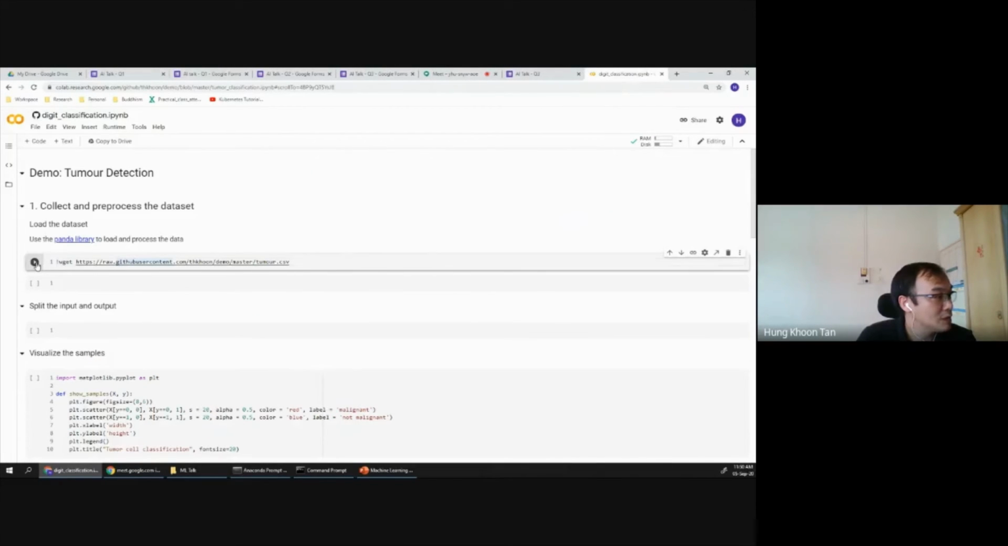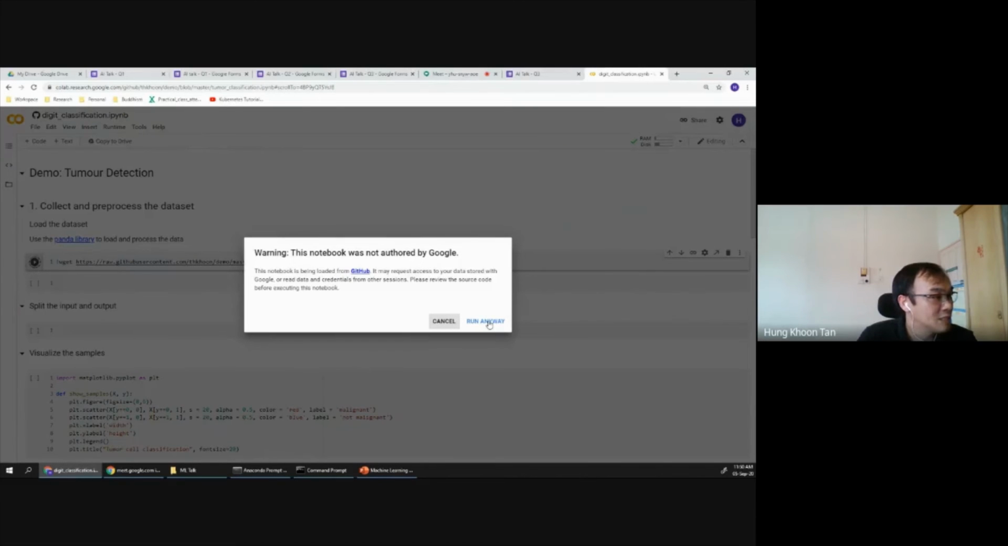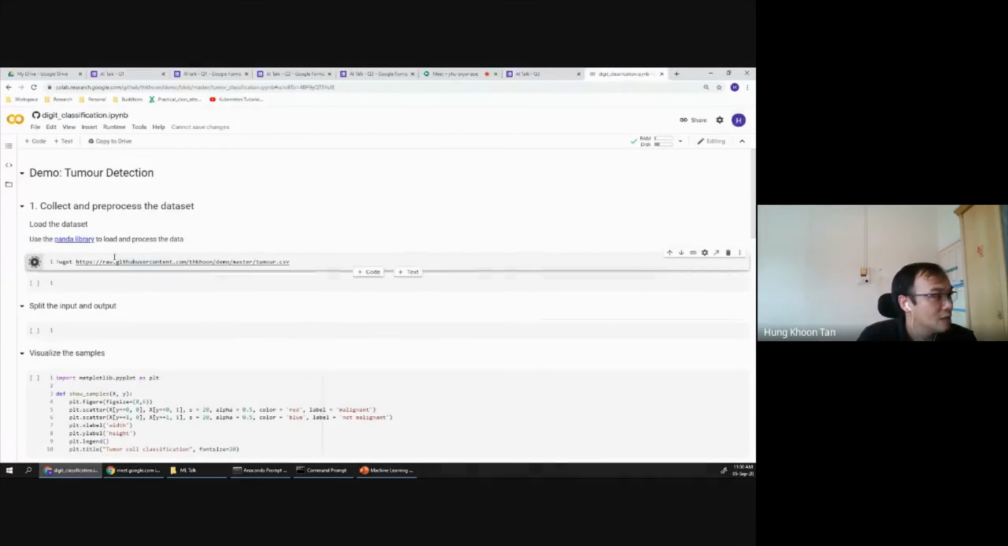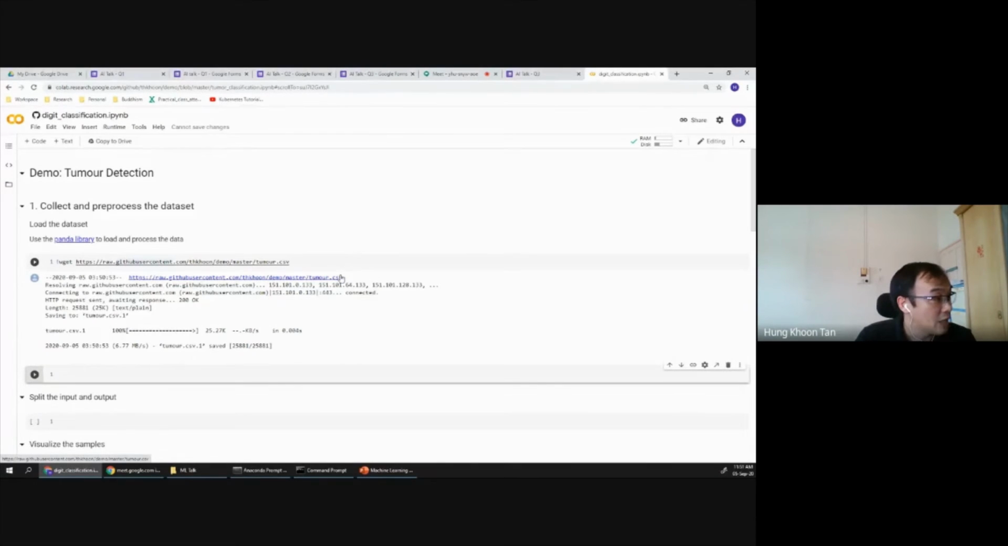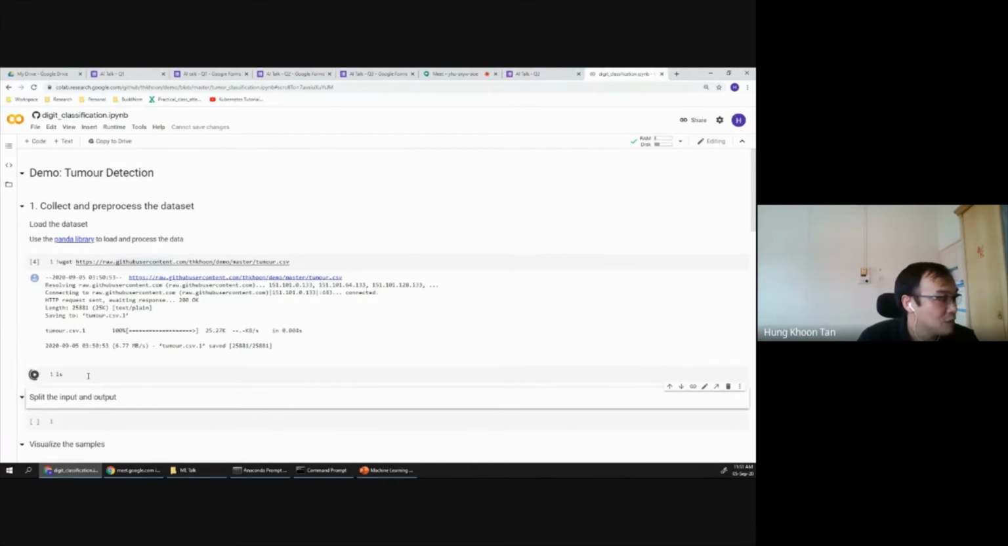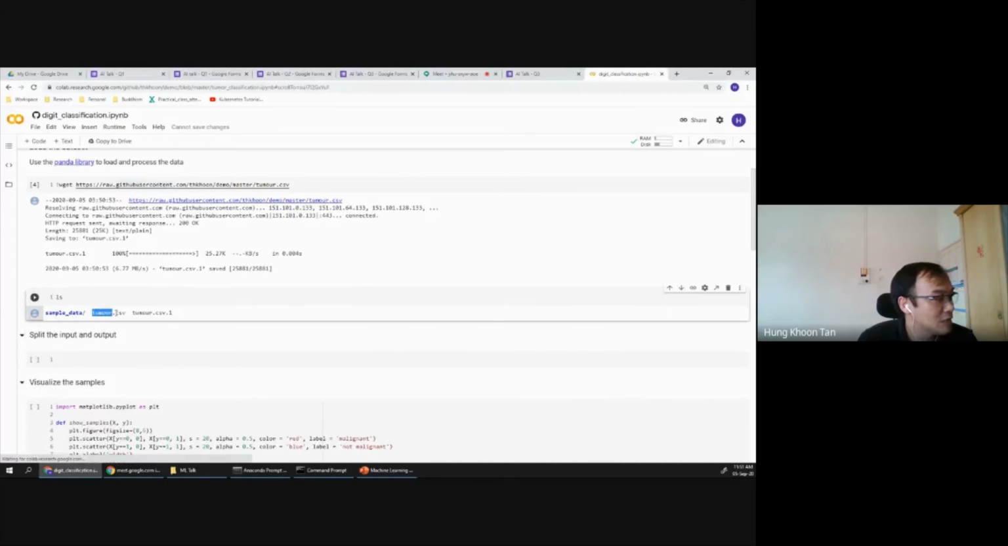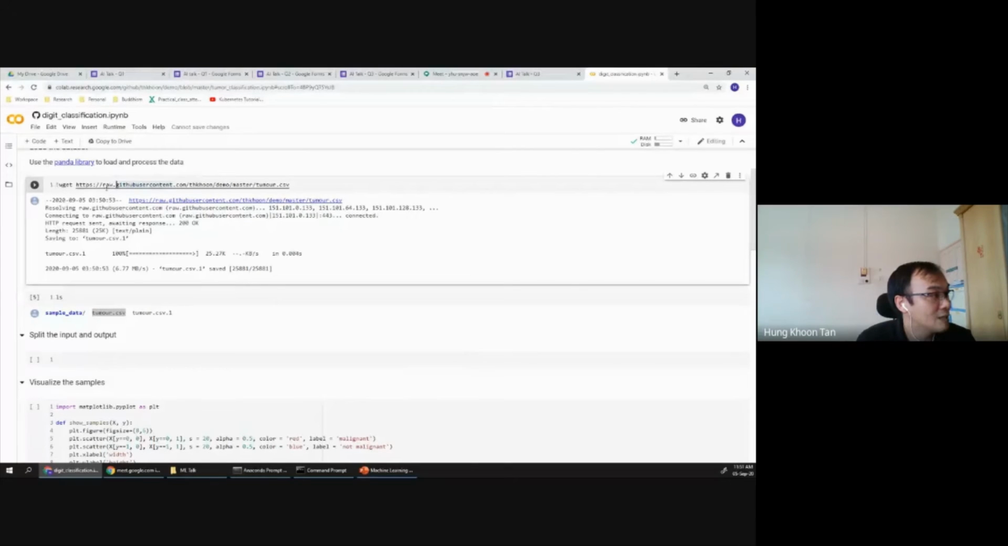We have this code here. So just run this particular code. It says that this notebook was not altered, but run anyway. What this code does is basically it will try to download this tumor.csv file. It's just a comma separated file, and it contains all the training samples for training our tumor classifier. And then once I've done this, if you type ls, ls means I want to see what is in my directory. So tumor.csv is in my directory. So I have this particular file in my current folder after you have run this code, wget this particular file.